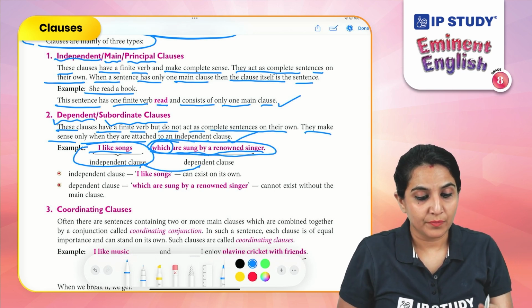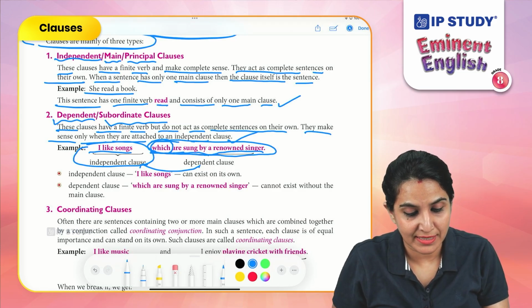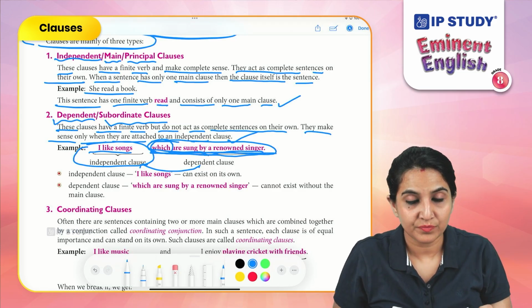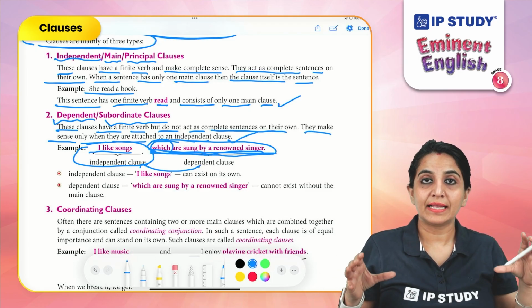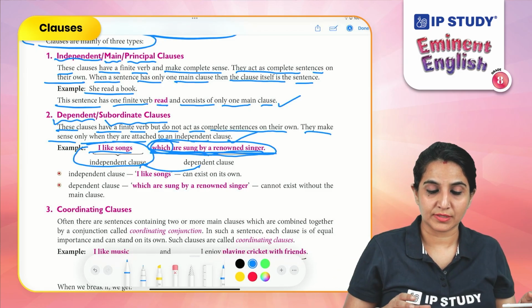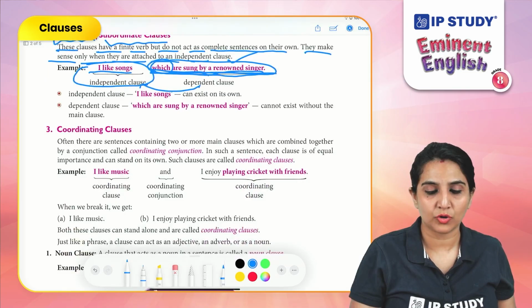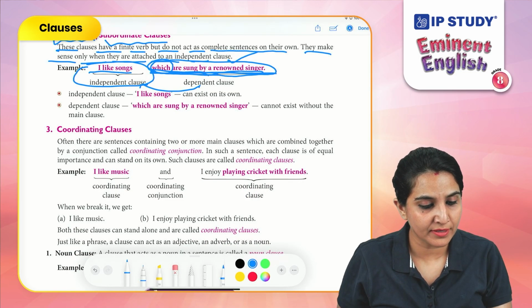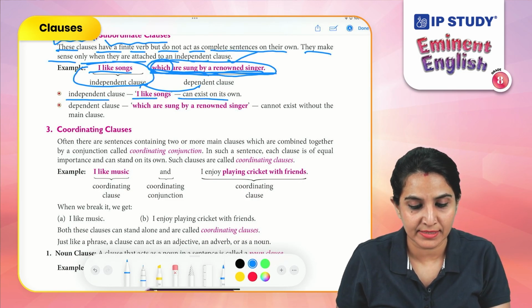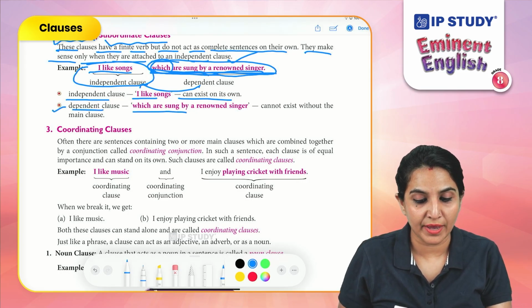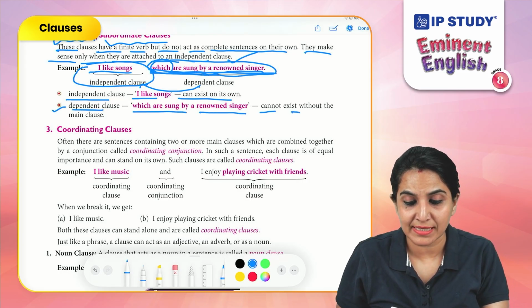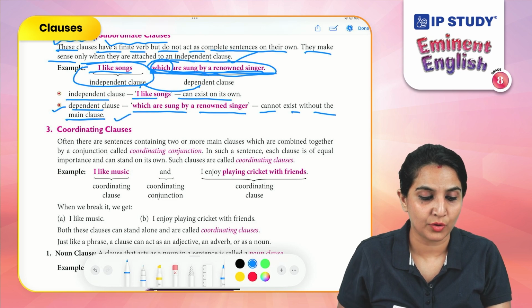That means the part of the sentence which doesn't have the complete meaning on its own is called a dependent clause or subordinate clause. The independent clause, I like songs, can exist on its own, whereas the dependent clause, which are sung by a renowned singer, cannot exist without the main clause.